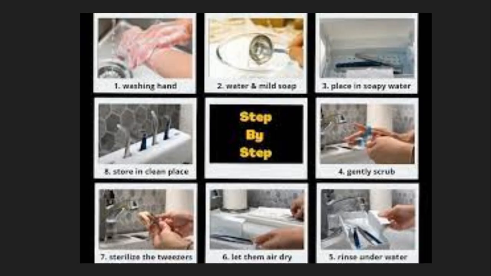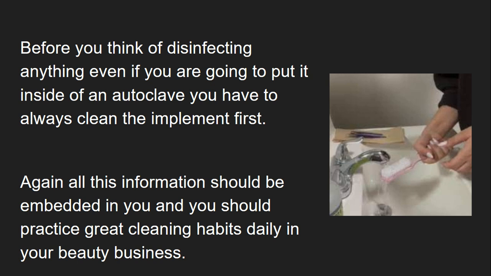Okay, so how should we clean our tools and also keep ourselves safe? Step 1, we're going to wash our hands with water and soap. Then we're going to place our tools in the soapy water and gently scrub. Make sure to rinse under the water, let them air dry, or you can use a clean paper towel to clean the tweezers. Then sterilize the tweezers, make sure to clean anything that could be lingering, and then store in a clean place, and then you are good to go. So if you're confused on how to clean, this is a step-by-step on how you should clean not only your hands, but your tweezers, and then get set up for your next service.